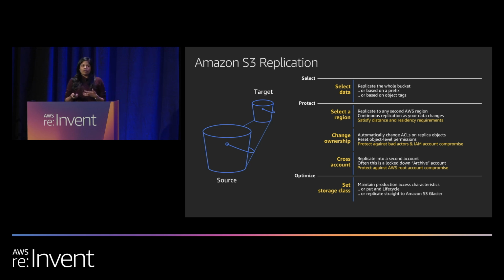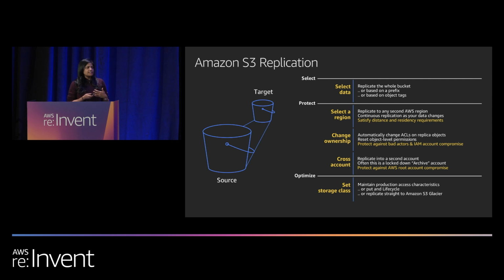Depending on the use case of your replica copies, you can either store them in frequent access storage classes, or if you know you're not going to access them as much, you can directly replicate them into an infrequent access storage class or archive storage classes like S3 Glacier. Because data access patterns are often different between the primary and secondary locations, you can think about implementing different lifecycle policies across your source and destination buckets and optimize your cost.